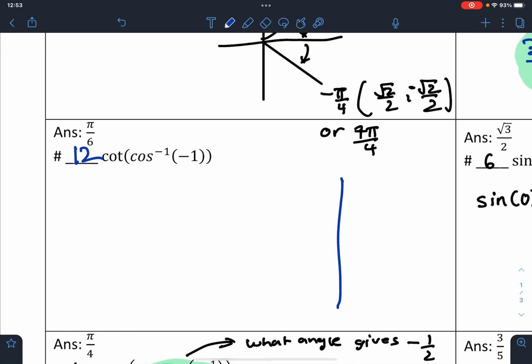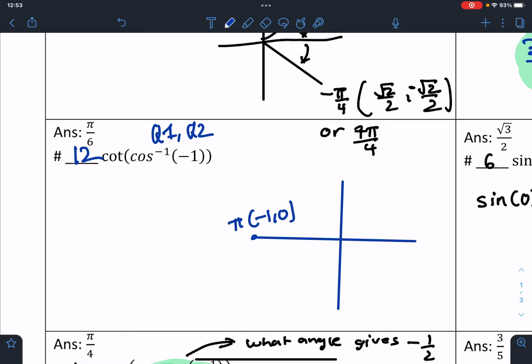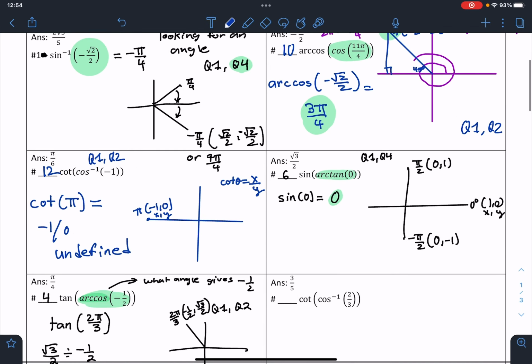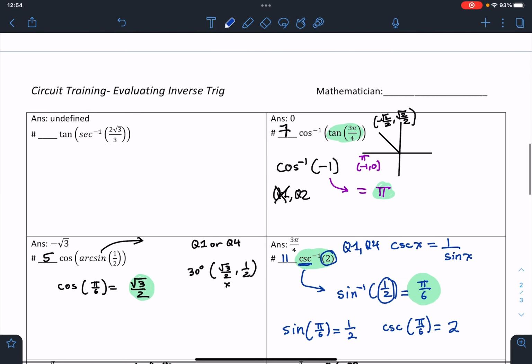I think we already answered this one earlier. Cosine inverse is Q1, Q2. At pi, it's -1 comma 0. So now we got cotangent of pi. The definition of cotangent, I'm going to write this one down, is x over y. So if you're at pi and you're doing x over y, that would be -1 over 0, which is undefined. So the answer to this is undefined, which is right here.